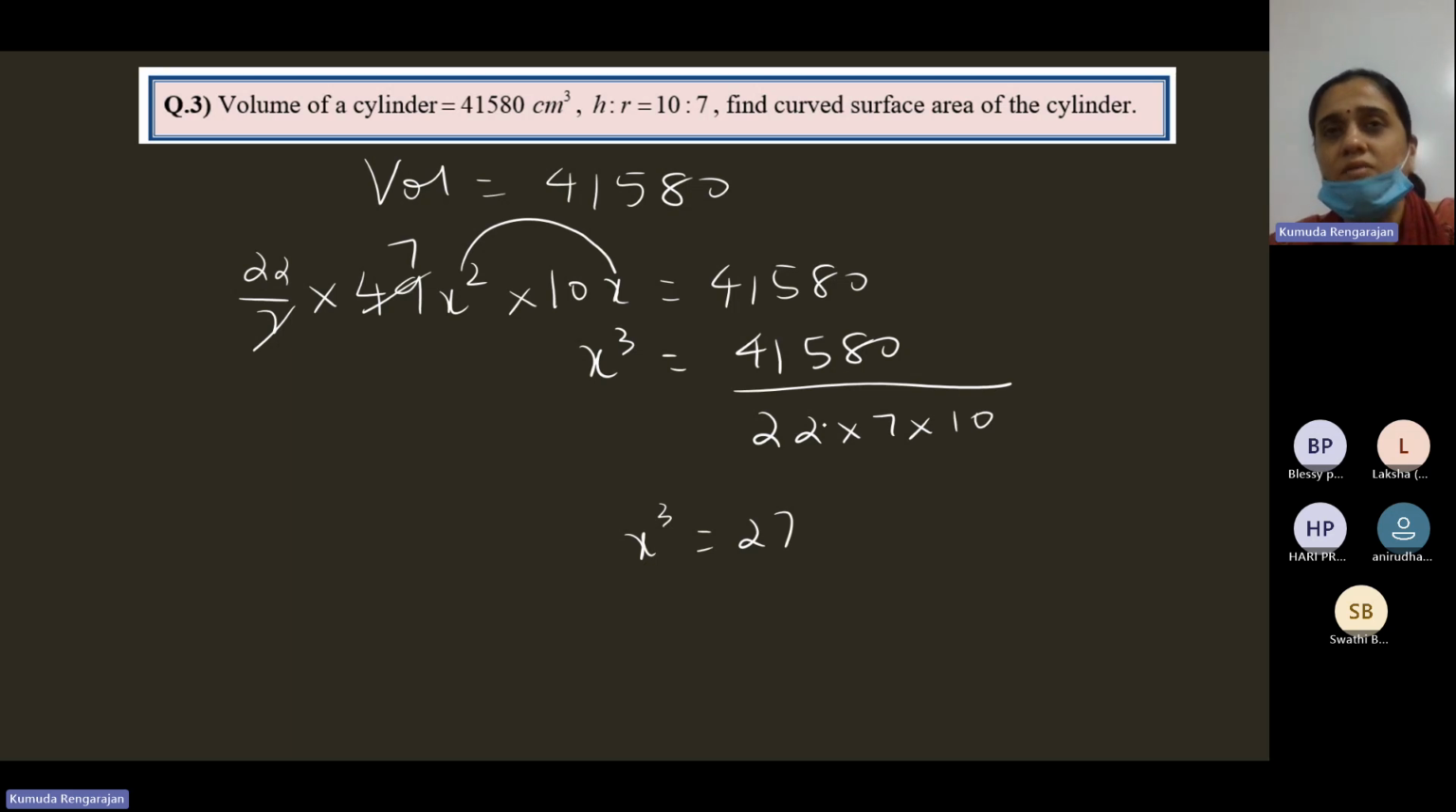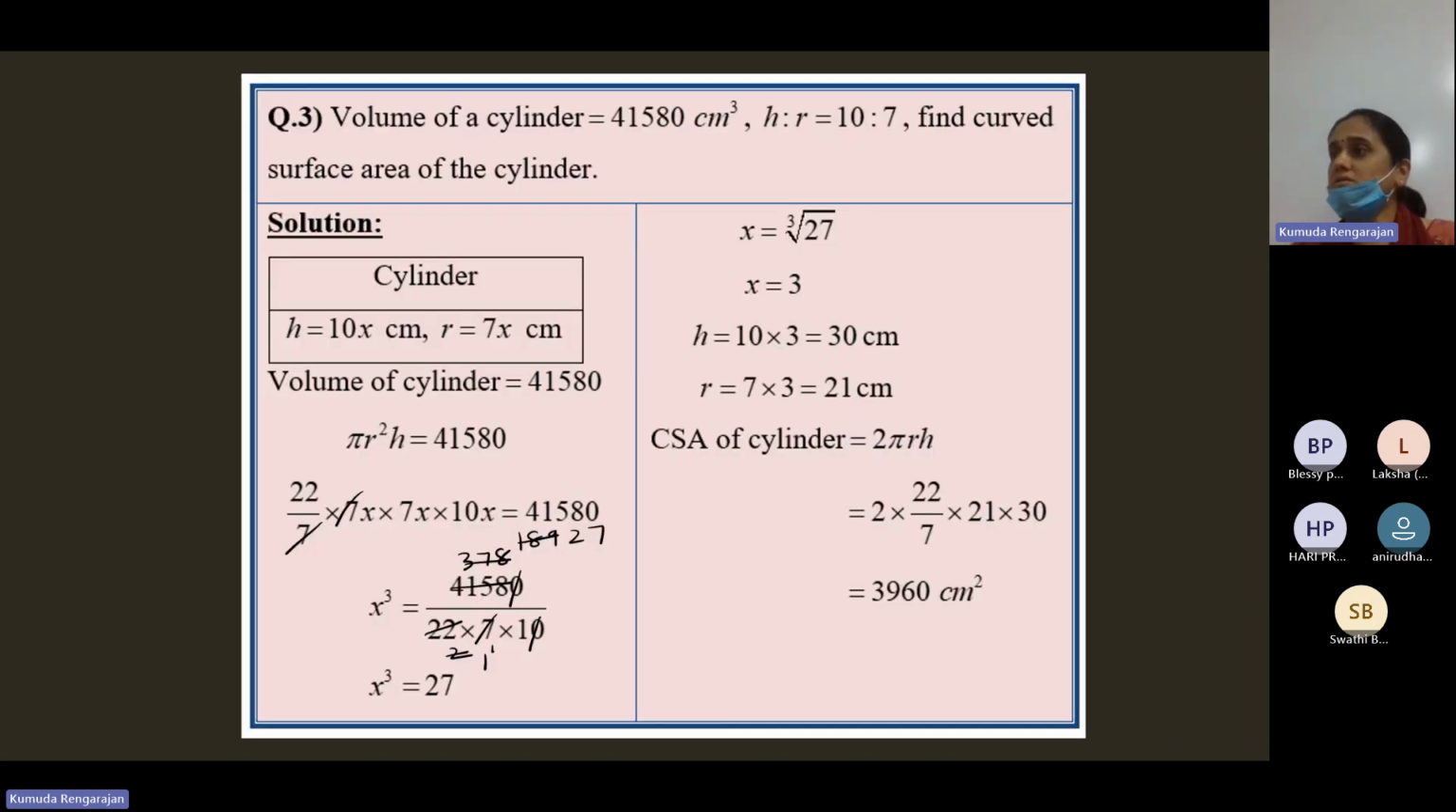On simplifying, always use the tables of 11, because when you have 22 in the denominator, there will be some number in the numerator divisible by 11. Whenever there is pi involved in the calculation, pi 22 by 7, and we have this 22 in the denominator, there will mostly be a number in the numerator that's divisible by 11 or 22 itself, or at least 11. So try that. So you can simplify. X cube is 27. So x is equal to cube root of 27, which is 3. Once you get x, then you can find h and r, and then find the curved surface area 2 pi r h.